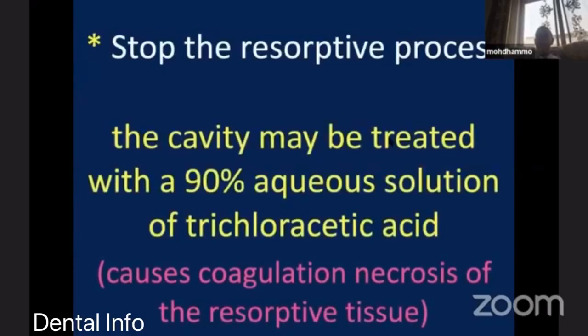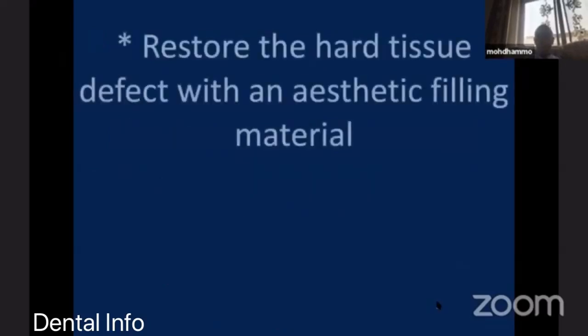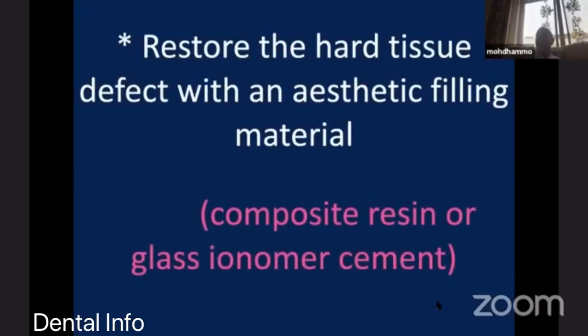Then I want to stop the resorption itself. So the cavity may be treated with 90% aqueous solution of trichloroacetic acid. This trichloroacetic acid will cause coagulation necrosis of the resorptive tissue. Then, after finishing our treatment, we want to restore the hard tissue defect. If it is on the anterior teeth, we can use composite resin or glass ionomer cement. So we have to restore this part.